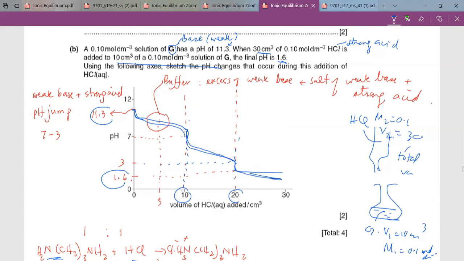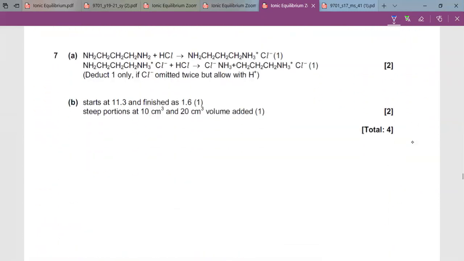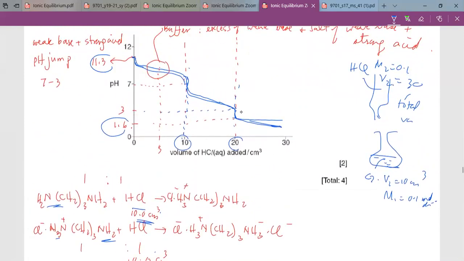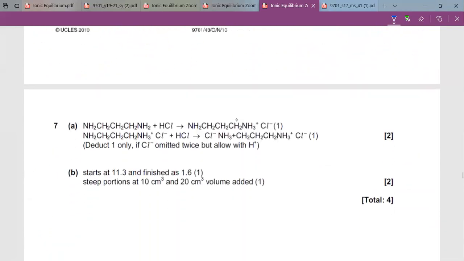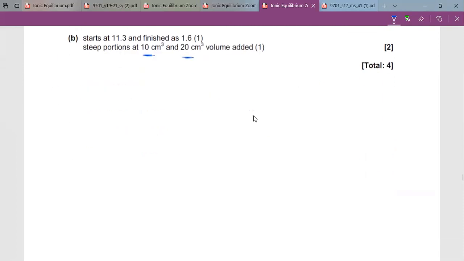Marking scheme: starts at 11.3, finishes at 1.6, 1 mark. You must show this value here and this value here because they give the value. The second point: steep portions are at 10 and 12 because there are 2 endpoints. That's all. They don't care about the exactness. You want to see whether you know there are 2 endpoints. You can see my notes. There are cases with 3 endpoints, like carbonate. Later we can talk about it if you want to. I won't talk about it now.